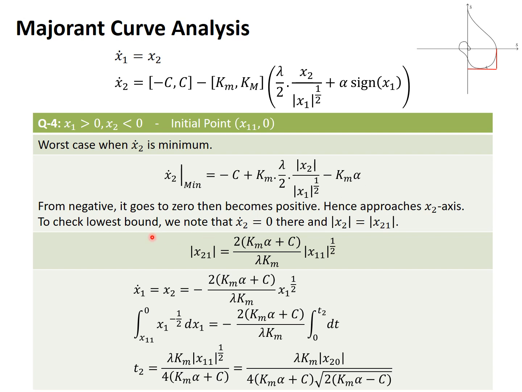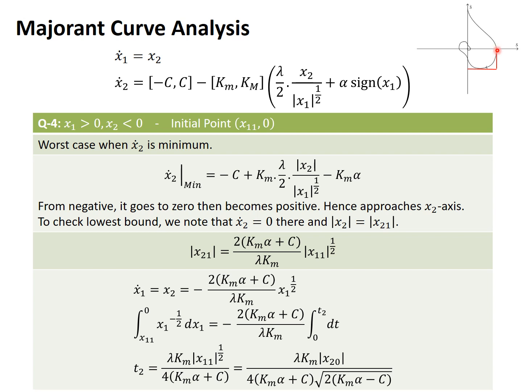Next, what is happening here, you see, we analyze the minimum value of x2 dot. It goes to 0 and then becomes positive, right. Why are we saying this? So, you look here.